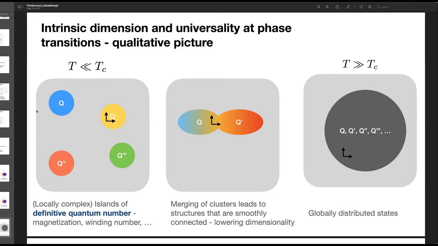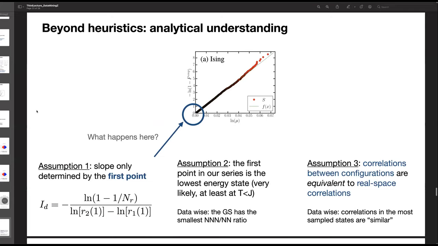Okay. Now, can we go beyond this heuristic picture and do some analytics? Really write down how the intrinsic dimension depends on the correlation length and on the critical exponents. The answer is yes, we can do that. But since analyzing a data structure is not an easy task, we have to make a certain number of assumptions. Let me try to explain this assumption and then I will flesh this out.